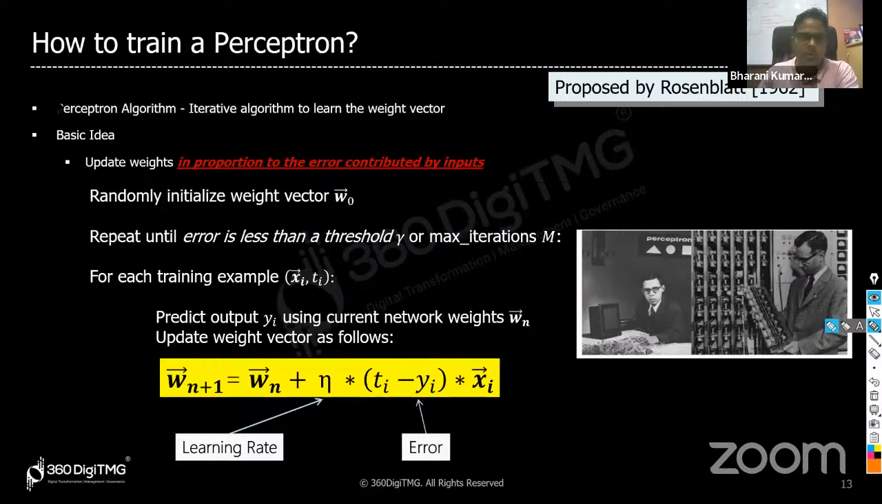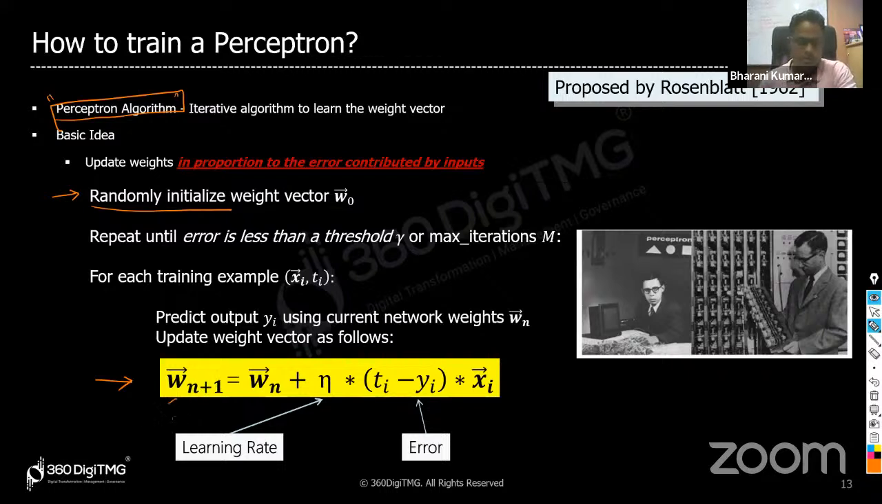So we will talk about the perceptron algorithm first, and you update the weights. How you update the weights is something we'll talk about. But you randomly initialize the weights, and then you backpropagate and update the weights. How do you do that? Using this formula.